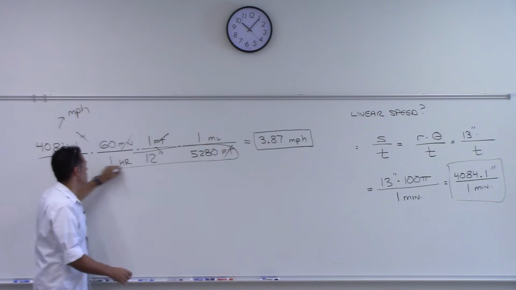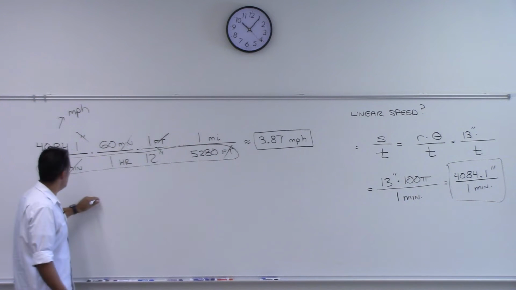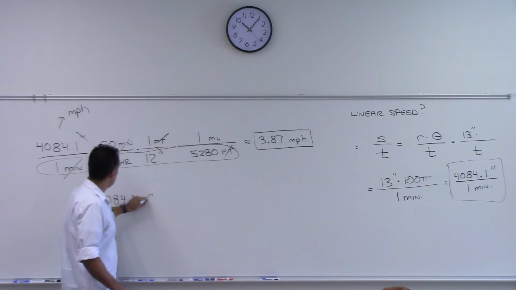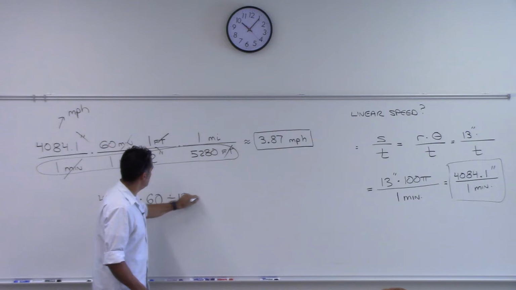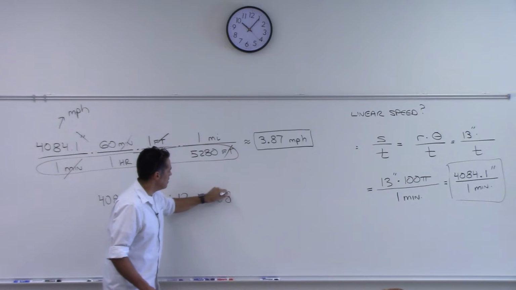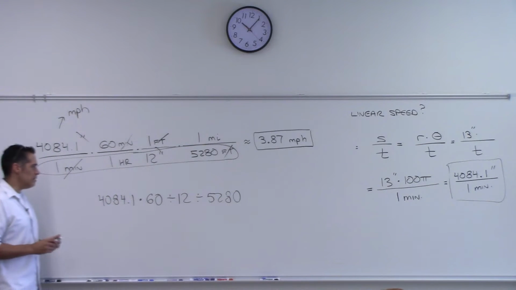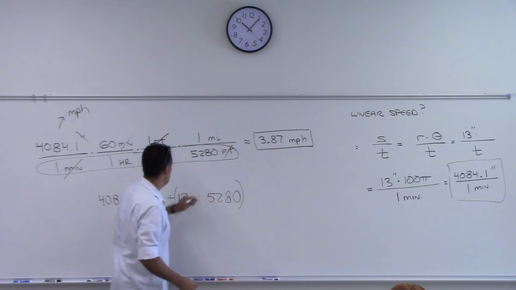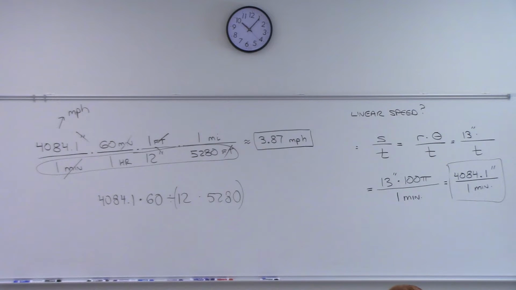What these are together first. If you just type in 4084.1 times 60 divided by 12 divided by 5280, this is going to be wrong on your calculator, because you've got to put these together in parentheses with multiplication. Questions there? Good?